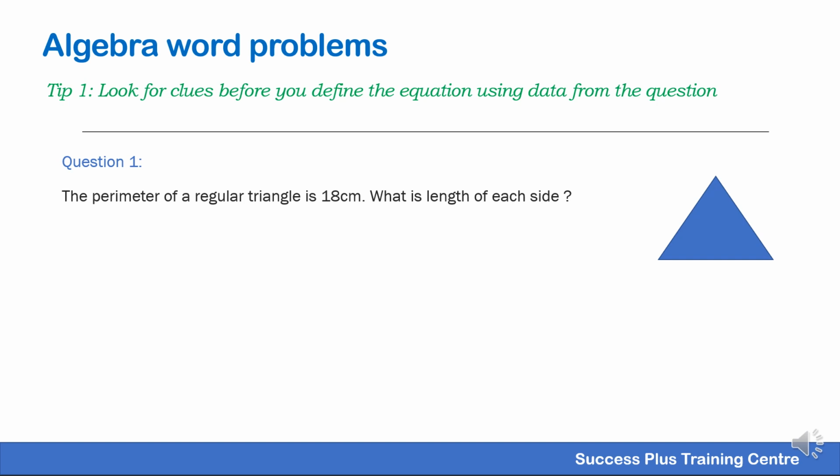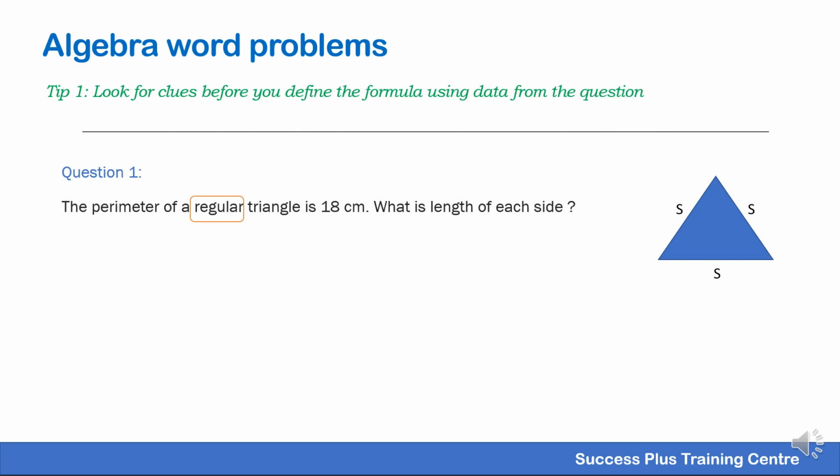Look for clues before you define the equation using data from the question. You should always look for clues in the question. Let's have a look at the question below to clarify. The perimeter of a regular triangle is 18 cm. What is the length of each side? The clue in this question is the word regular. Regular triangle means all sides are the same. This means if I'm going to abbreviate the side of each one of the triangle, then each one would have the abbreviation of the letter S.